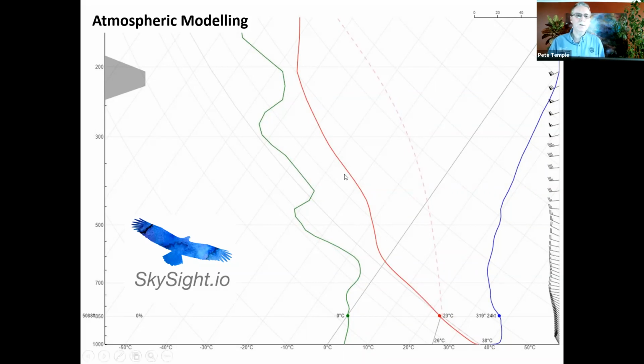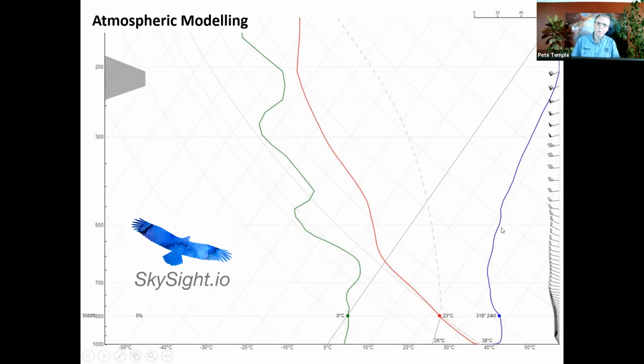So this chart on the vertical axis is pressure. Now, because pressure decreases with altitude, that correlates to altitude, and then temperature across on the horizontal axis here. The red line is the temperature, green is the dew point, and blue is the wind.